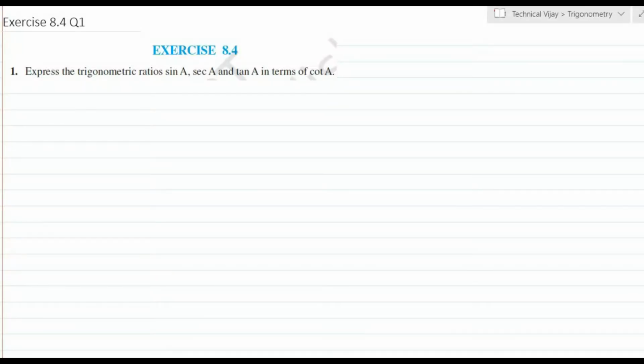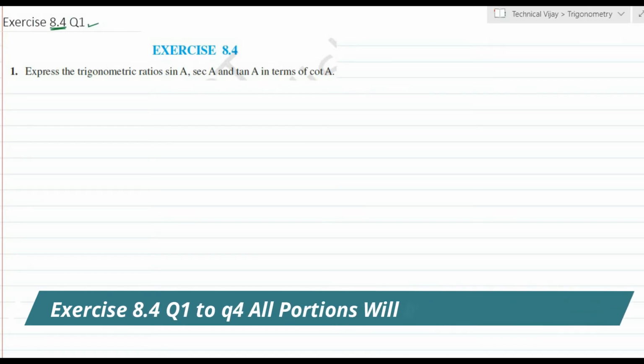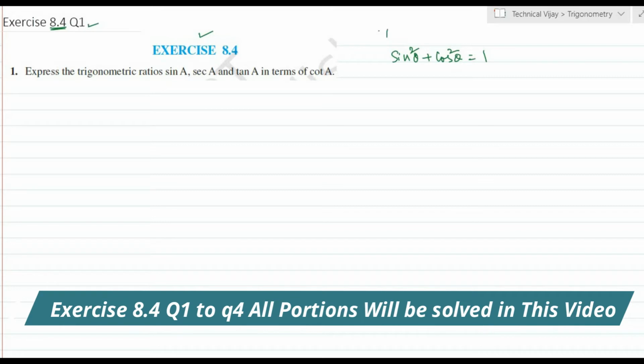Welcome students. Today we will see exercise 8.4, question number 1. Before solving this one, we should have a glance over the formulas, that is, the identities which we have discussed already. Sin square theta plus cos square theta is equal to 1. These are the three main identities which we have to remember.